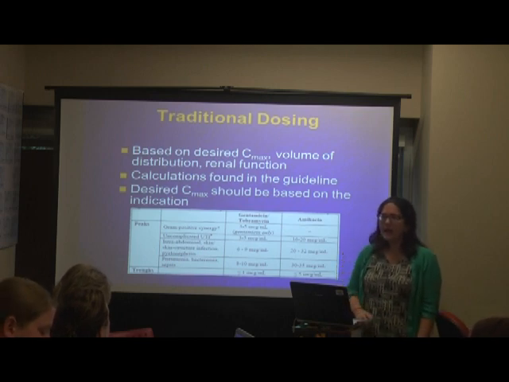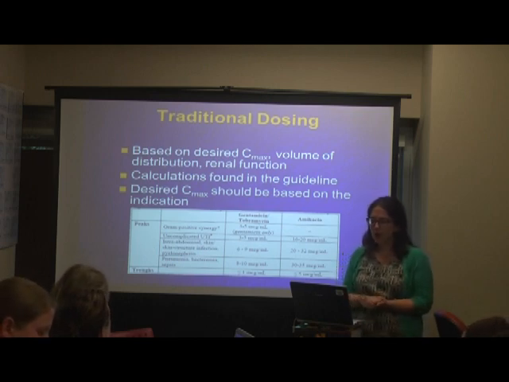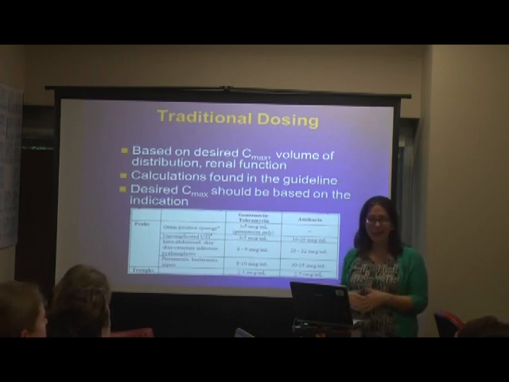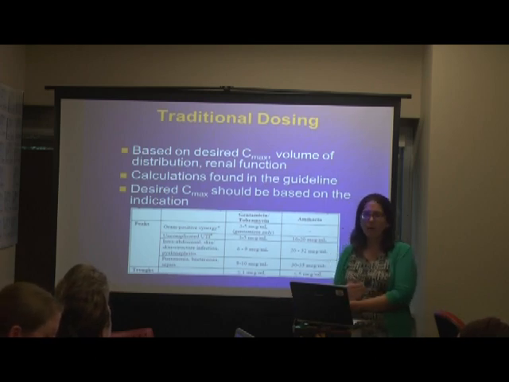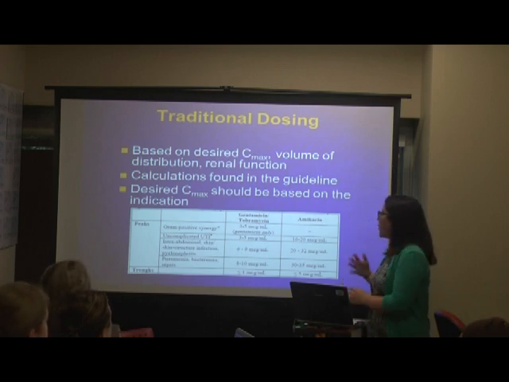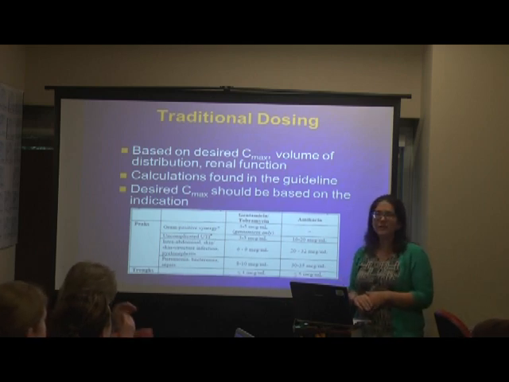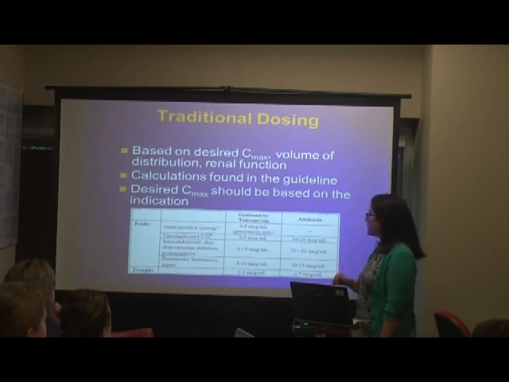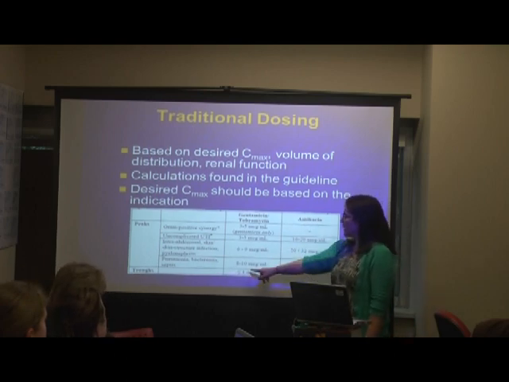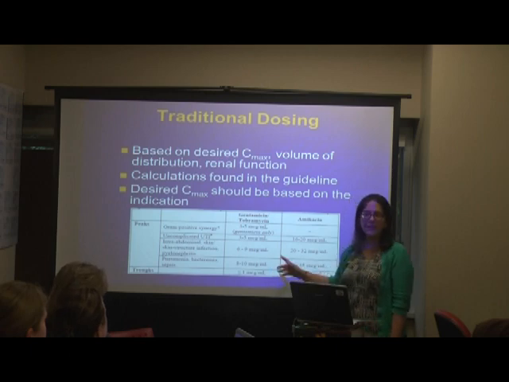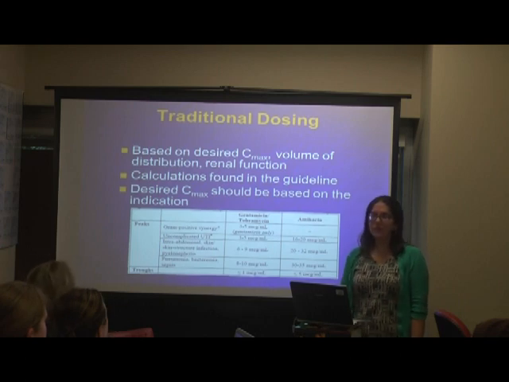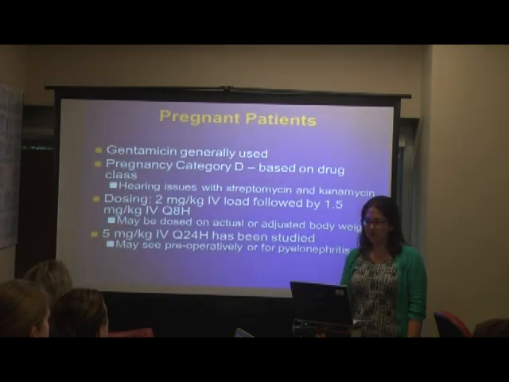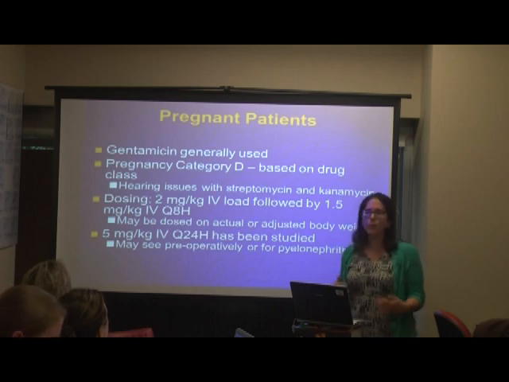So traditional dosing, there are calculations found in the protocol, and we're going to figure out the dose depending on your desired Cmax for the patient, their volume of distribution, and their renal function. So we won't go through all the calculations, but they're all found within the guideline. But an important thing to remember when coming up with your traditional dose is to use what your desired Cmax is. So if you have pneumonia, then your goal peak is going to be 8 to 10, and then using that for calculations to determine the best dose. However, often this is not done, and there's standard mg per kg doses used for traditional dosing. And that's the same for our pregnant patients.